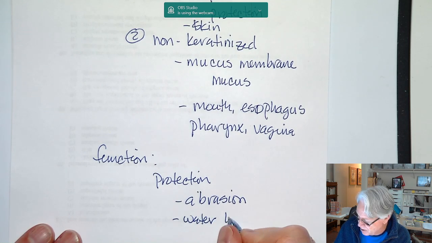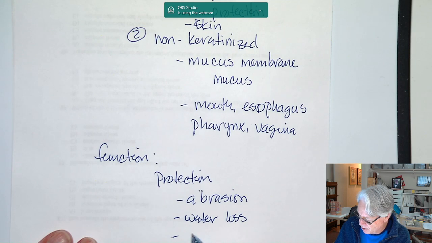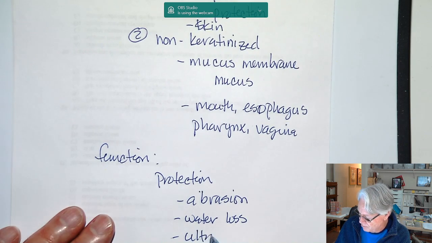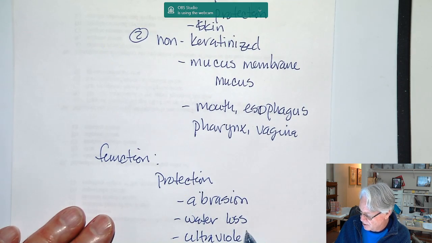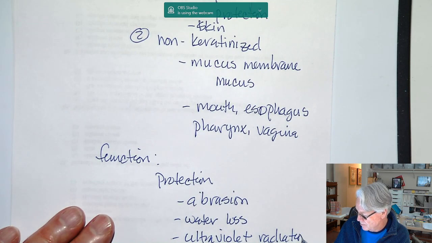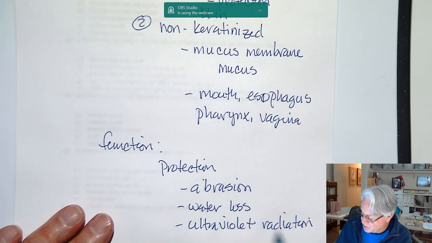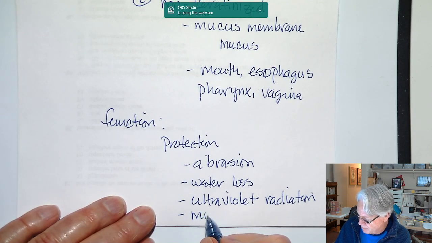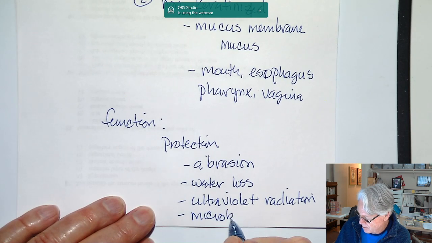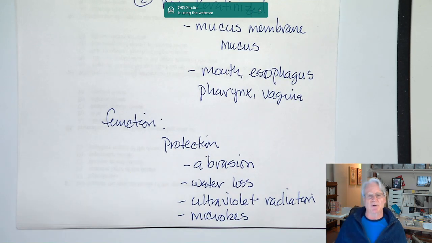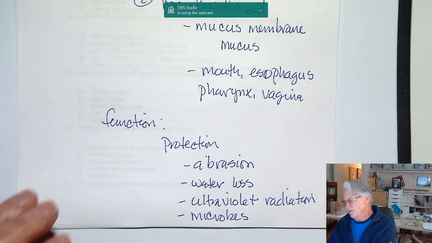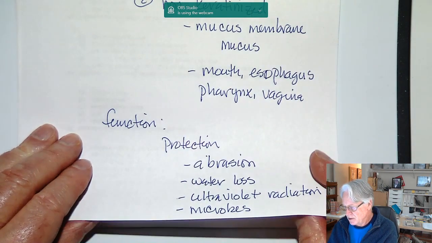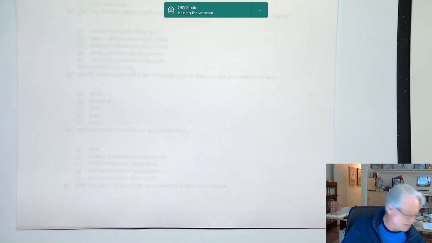It protects you from water loss. Also, ultraviolet radiation, which is a mutagen and can change the DNA of your skin cells. And it also is going to protect you from foreign invasion, from microbes. In fact, the skin is your #1 protection against disease that you have. Okay. So, stratified squamous epithelium. Let's take a look at an example of that.